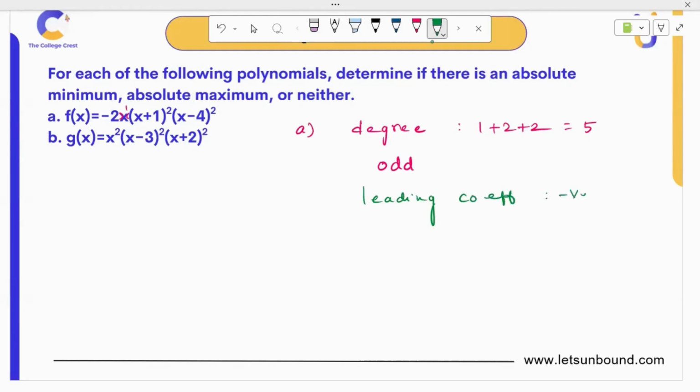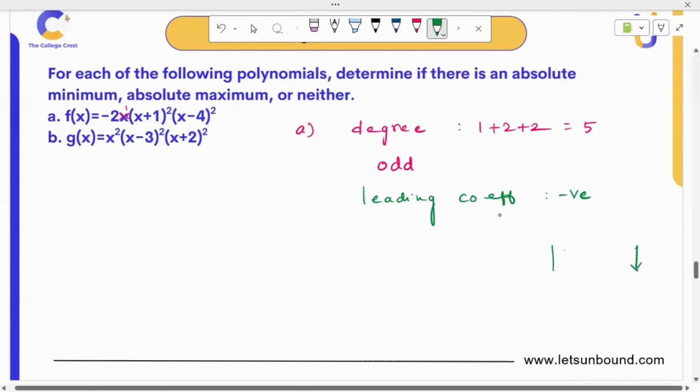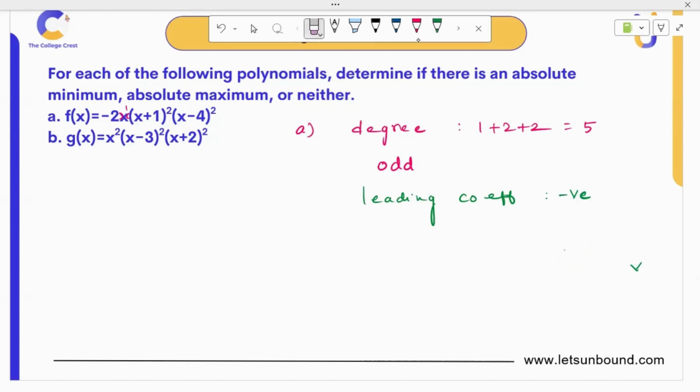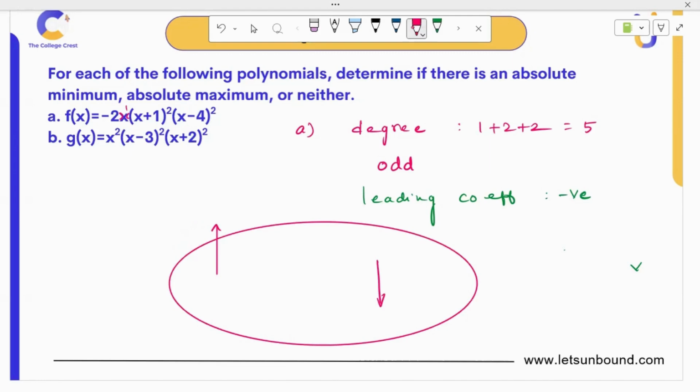So it's negative. Right? So negative means right side it will go down, left side it will go up, and something will happen in between. Okay, so here we go. Right side down, left side it's up. So this is the end behavior. Absolute means throughout. If you analyze, it's going to positive infinity on one side. It's going to negative infinity on the other side. That is what the arrow means.